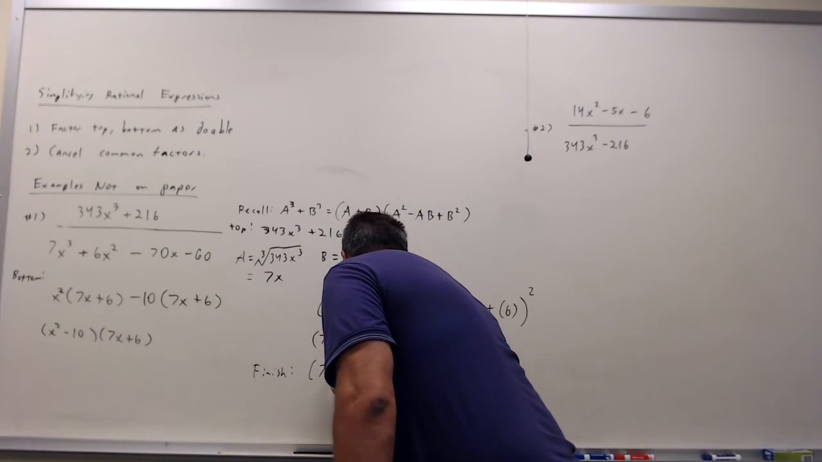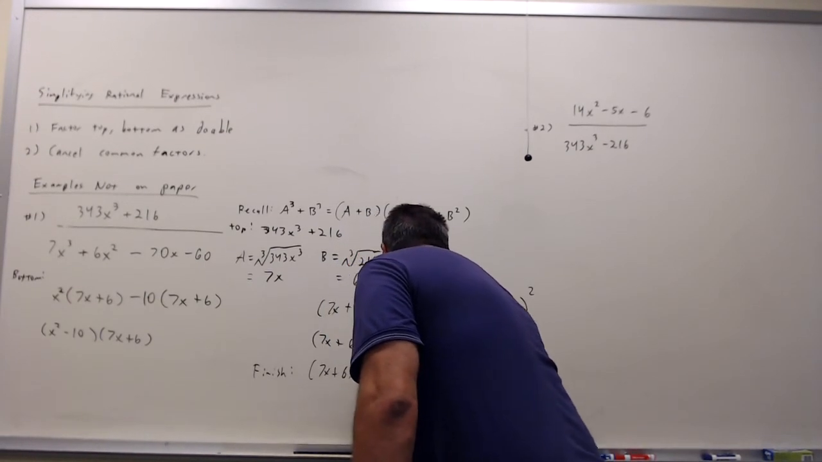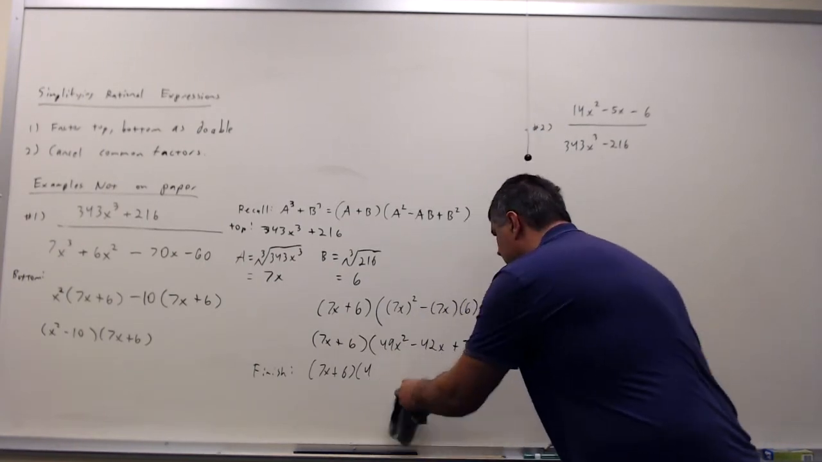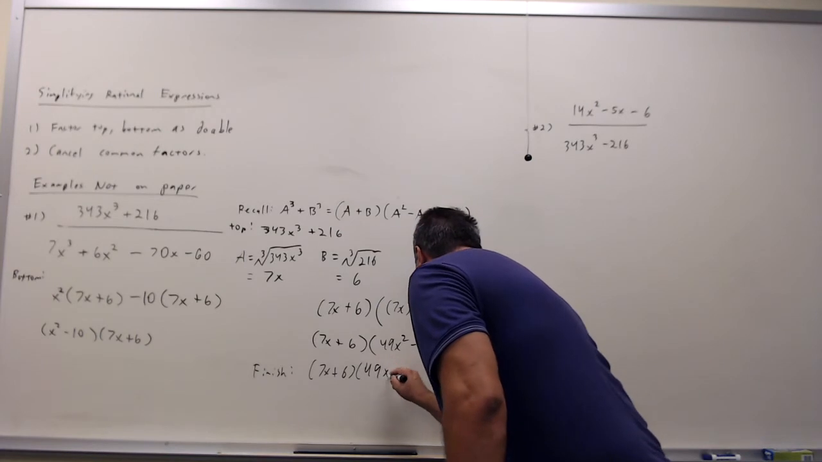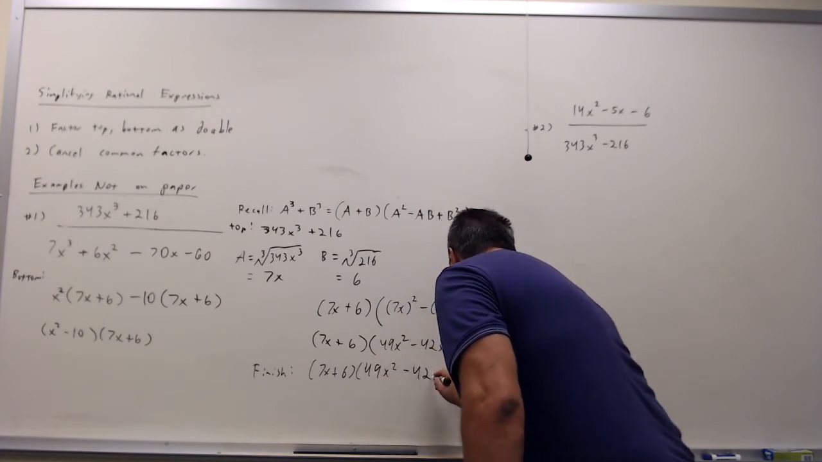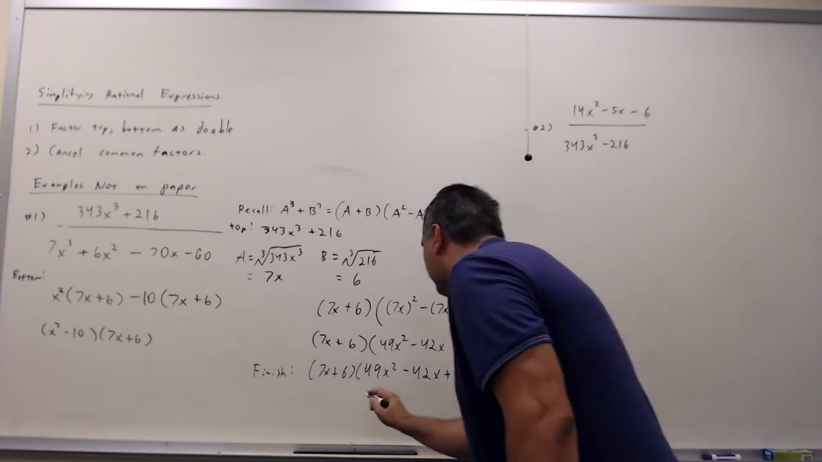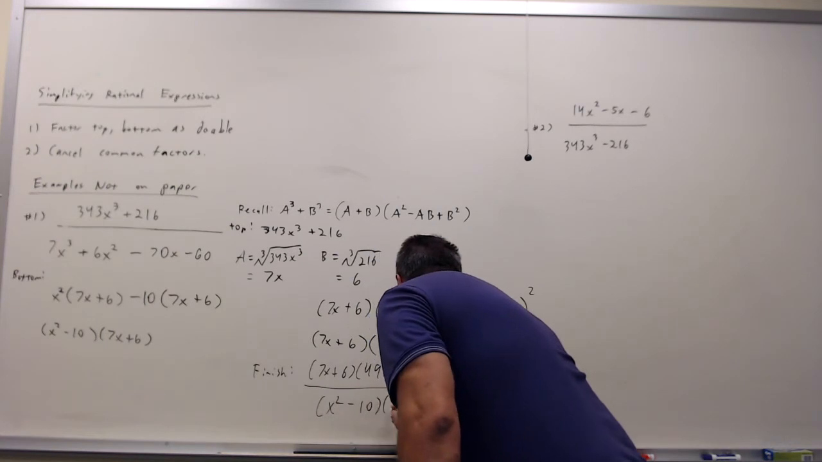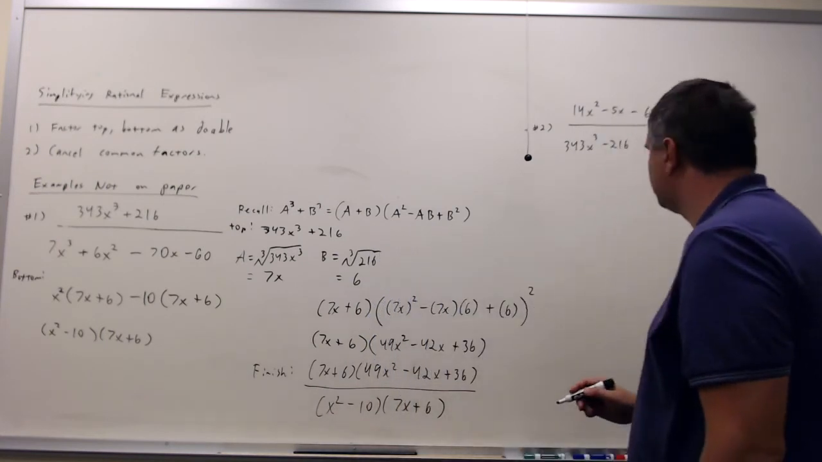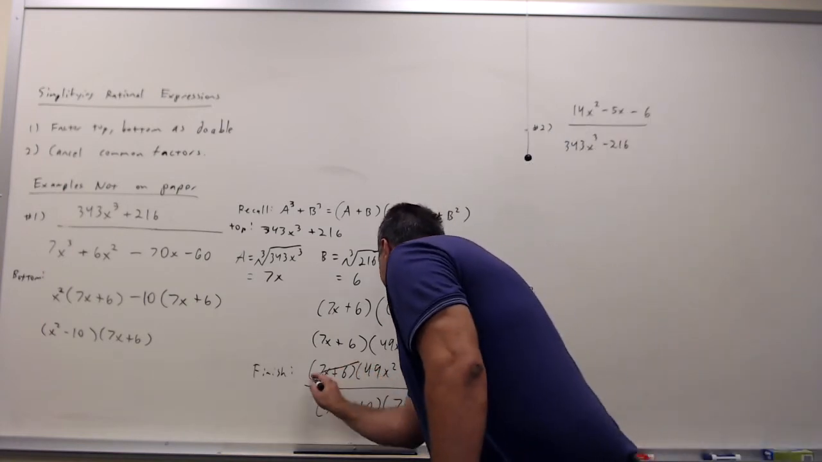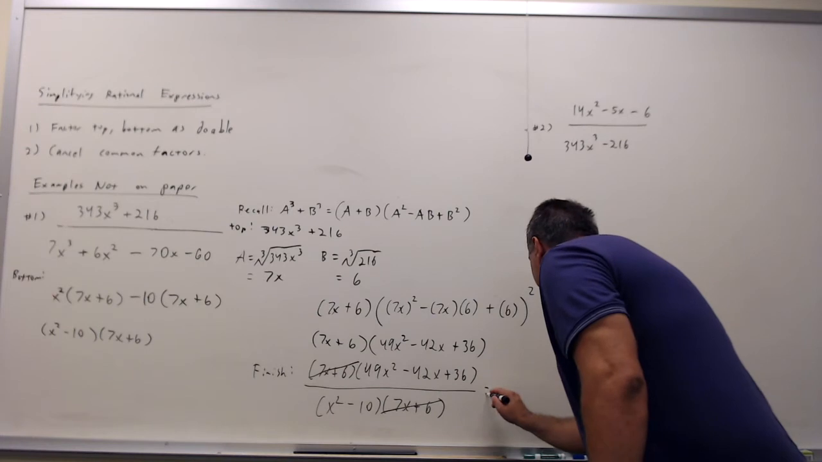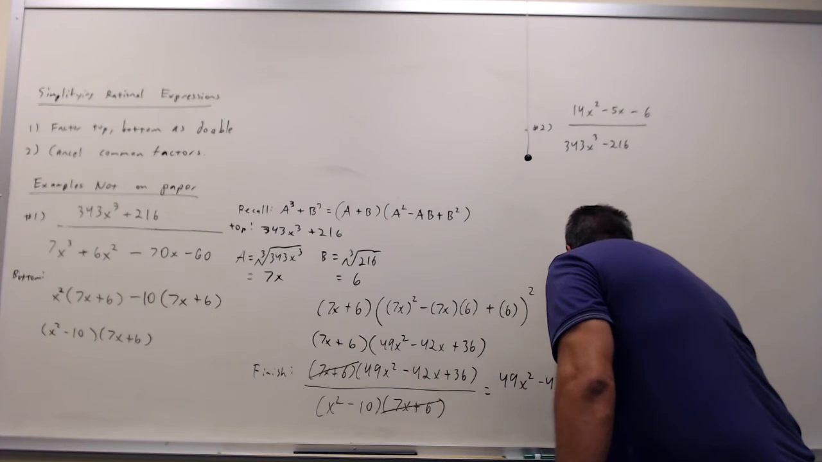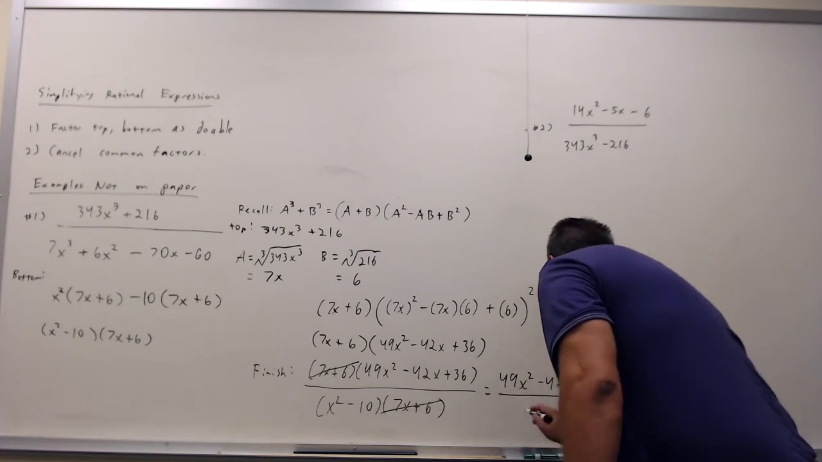We will have 7x plus 6 times (49x squared minus 42x plus 36) over x squared minus 10 and 7x plus 6. Cancel, cancel, and we end up with just 49x squared minus 42x plus 36 over x squared minus 10.